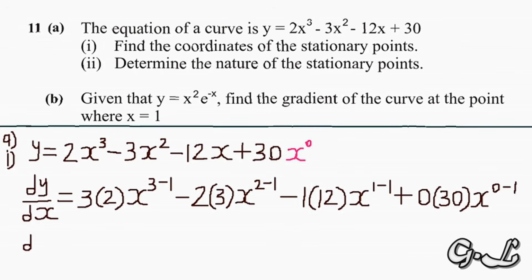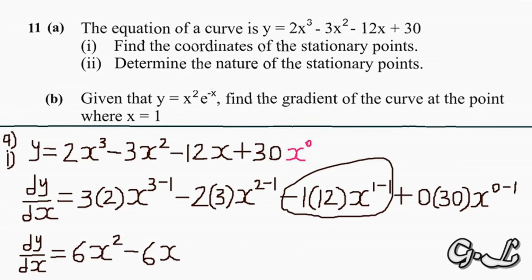So dy/dx is equal to, when you consider the first term, it will give you 6x squared, and then the next one will give you negative 6x, and then that one will give you negative 12.